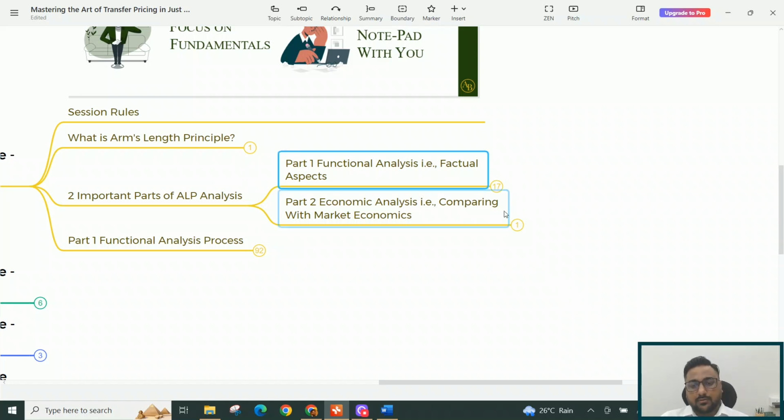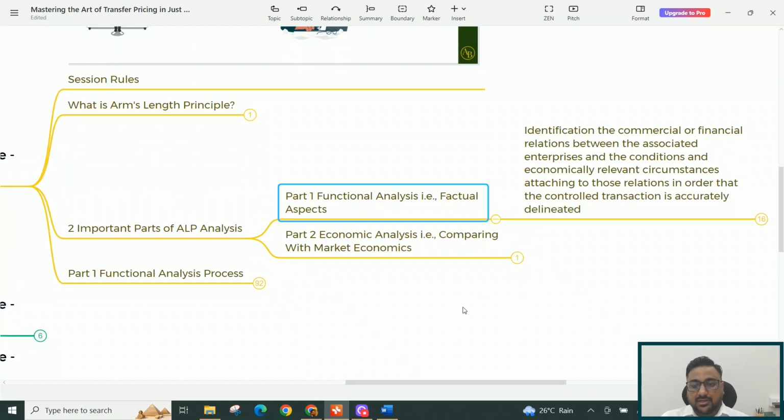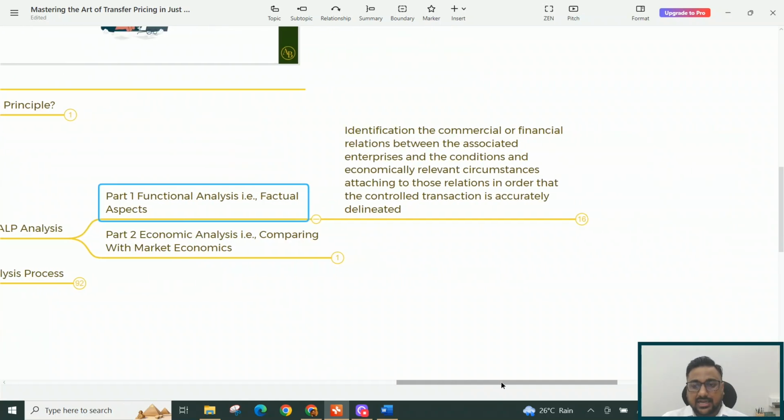Because today's topic is the functional process, we'll focus on the functional analysis. Functional analysis is basically identification of the commercial or financial relations between the associated enterprises and the conditions and economically relevant circumstances attaching to those relations, in order that the controlled transaction is accurately delineated.